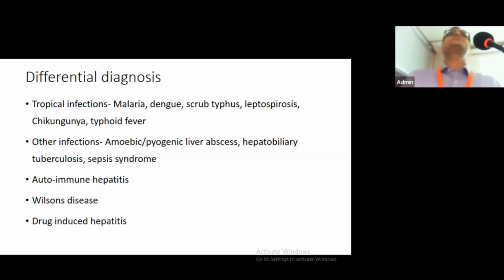You have to ask the patient whether they are taking any Ayurvedic medication, any jadi booti. You can specifically ask whether they are taking any pathology product, like Liver 52. All these drugs are known to cause drug-induced hepatitis. So you have to specifically ask.